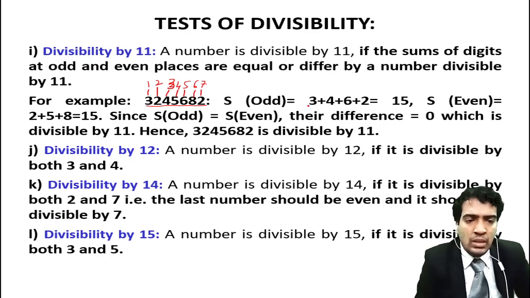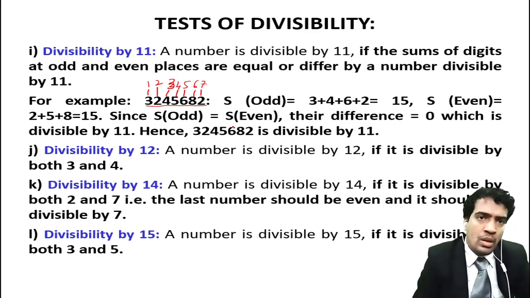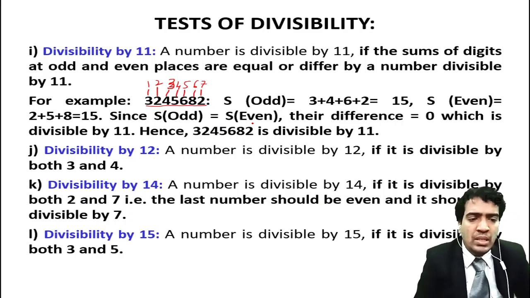So you take the digits at the odd position. You would see 3, 4, 6 and 2 are in the odd positions. You add them. You would see that they add to the sum 15. You take the numbers at the even position, 2, 5 and 8. They also add to 15. Now you take the difference between the odd and even position sums. You would say that the difference is 0. Okay, and 0 is divisible by 15.